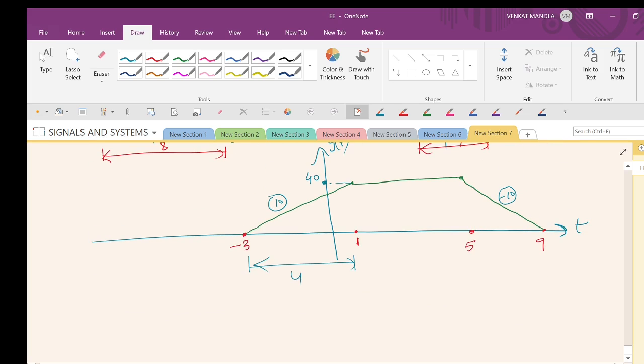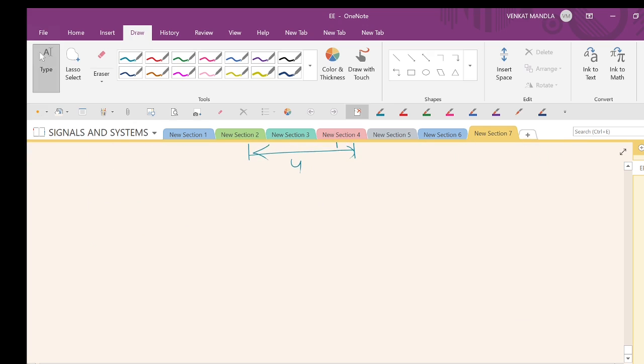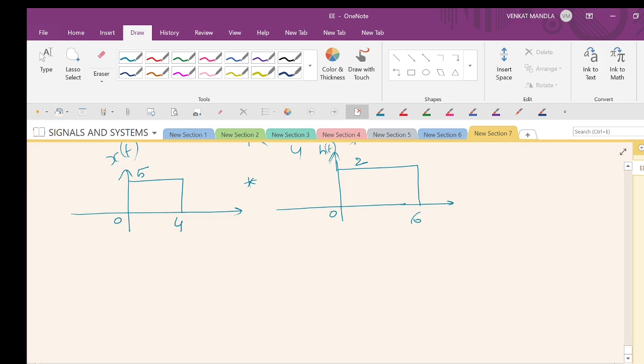Now I will give one more example. Let us say this is xt. Suppose this is 0 to 4. Let's say this is 5, and ht 0 to 4 only. I want to take equal widths. xt is 0 to 4, ht also 0 to 4.